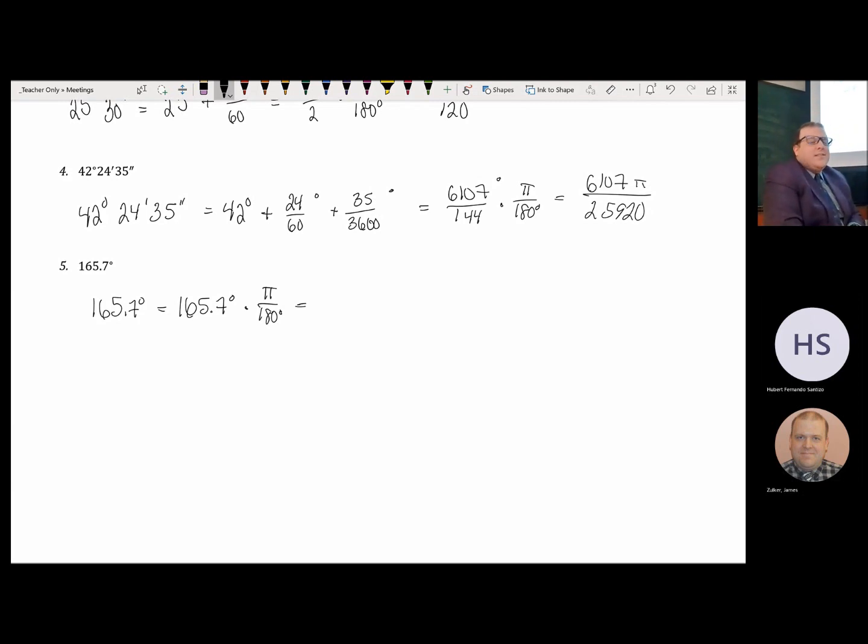So there are 2 ways in which we can do this. There is a more accepted way, and that's to leave pi alone. So just be 165.7 divided by 180, and then multiply that by pi.